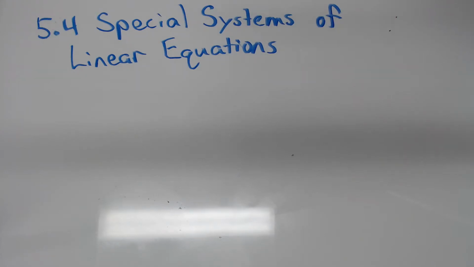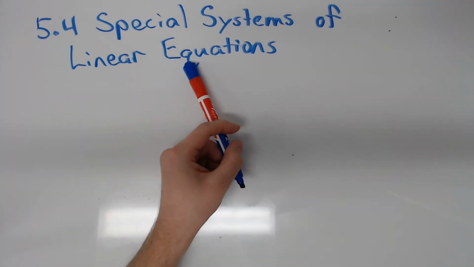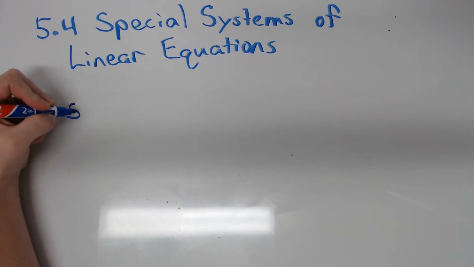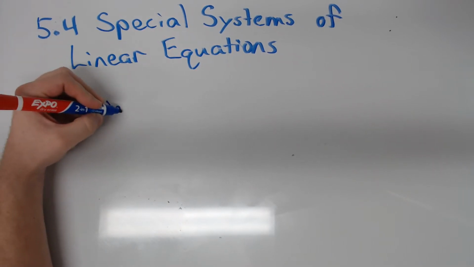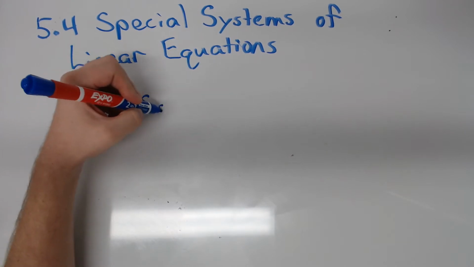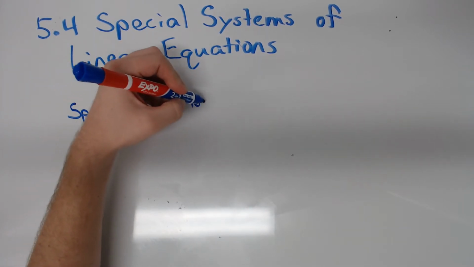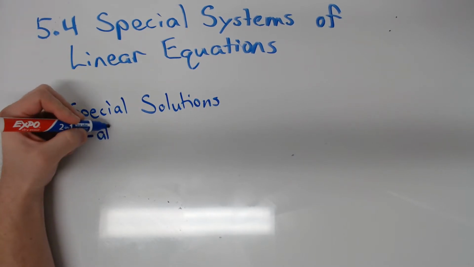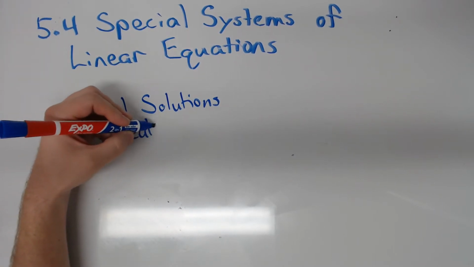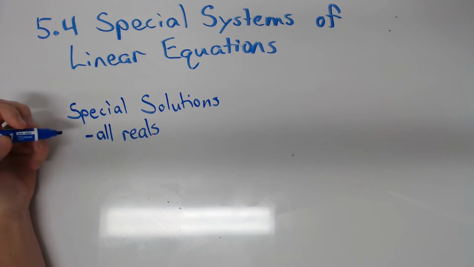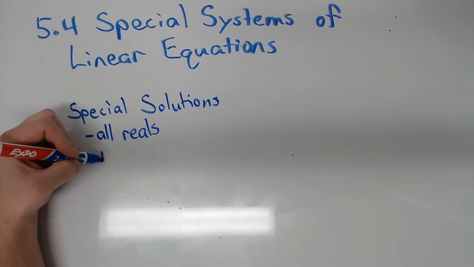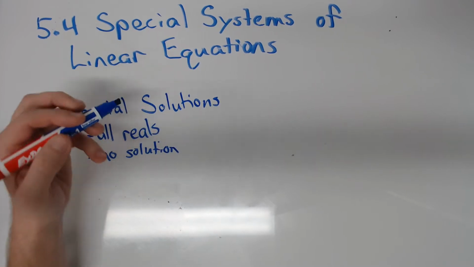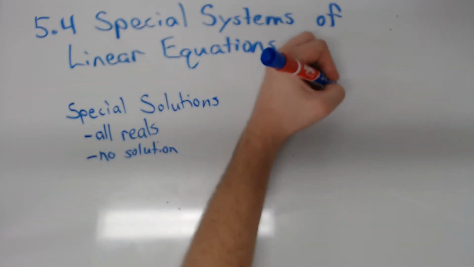Lesson 5.4 has us dealing with special systems of linear equations. Now, hopefully you remember when we say special solutions, we mean two very specific things. At least two that we've dealt with so far. All real numbers, or infinite solutions, and then no solution. Okay? So there's two situations where these things happen.